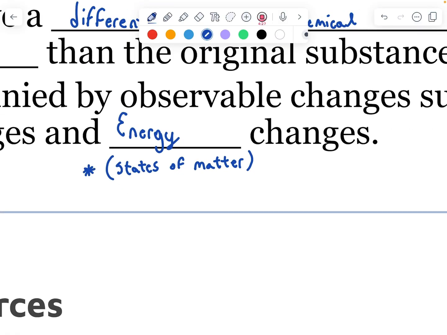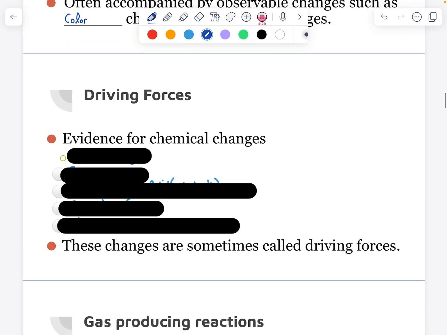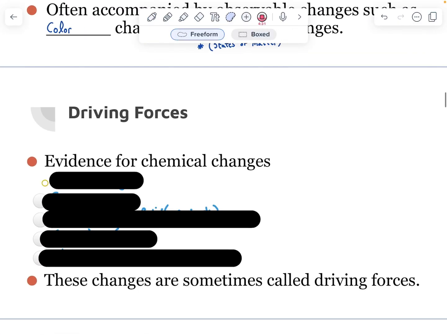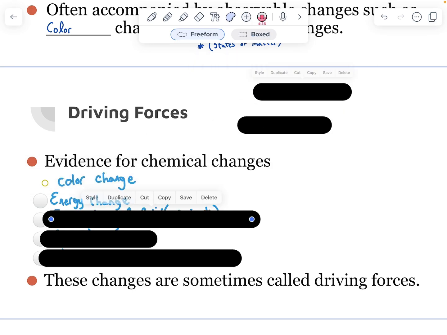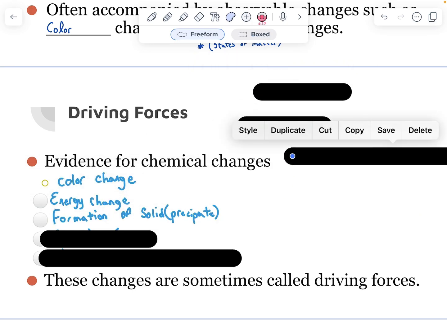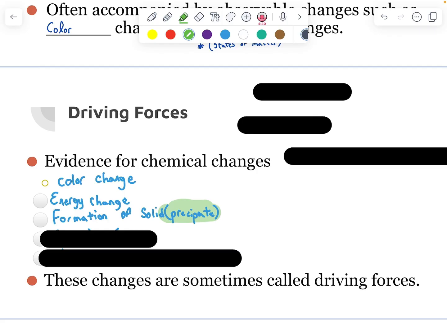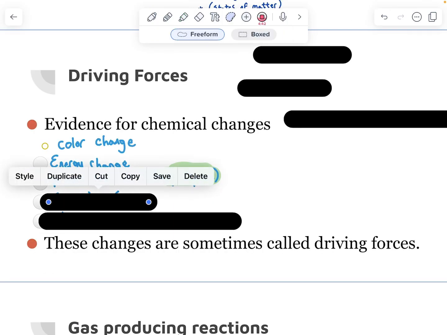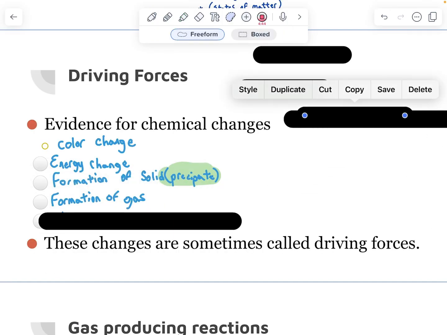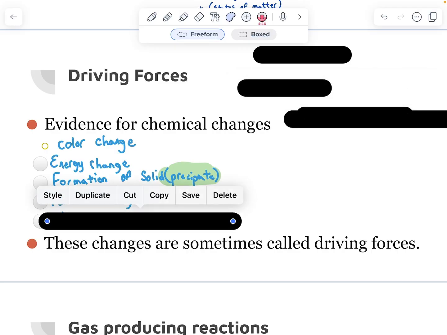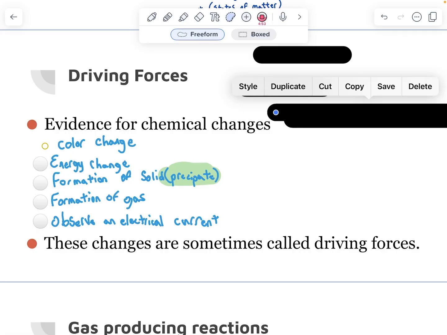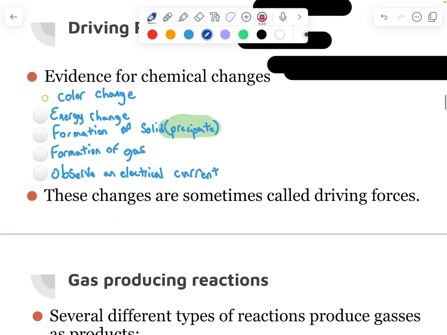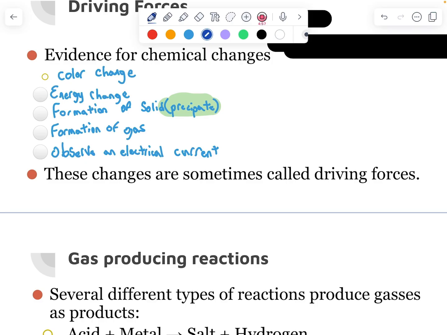So some types of chemical changes that can occur, some evidence is a color change, energy change, formation of solids or a precipitate. We'll talk more about that word soon. Formation of gas, which means that something's coming off of the compound. If you didn't have gas before, now you do. Something's coming off of it, so the species is being altered. And then we can observe an electrical current, which we will talk about more in a few breakpoints. These changes are sometimes called driving forces, but you don't really see that as much.